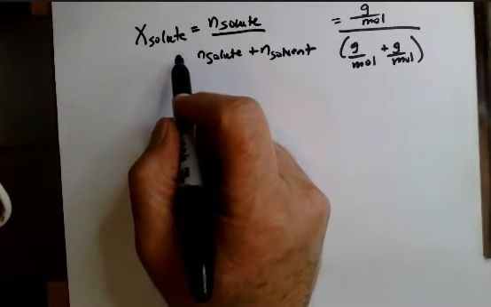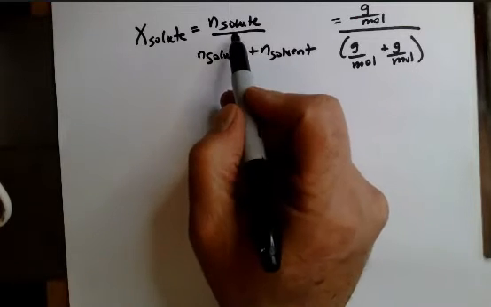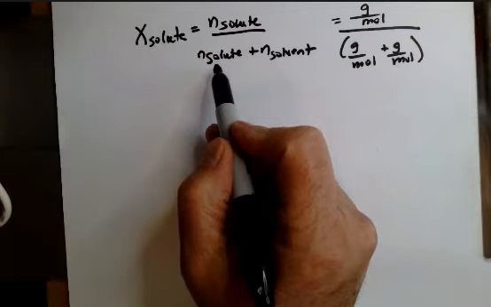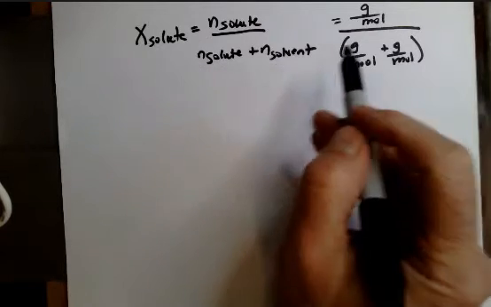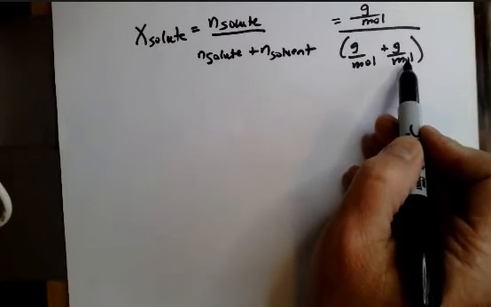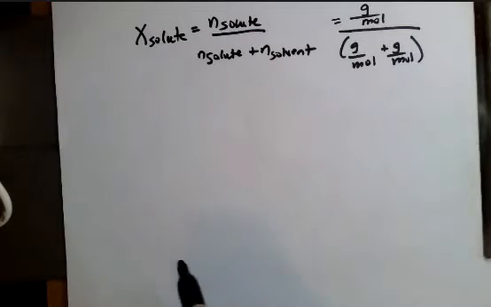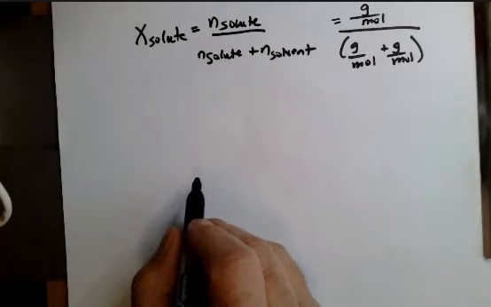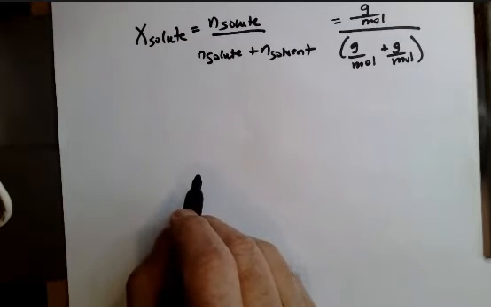I'm working a mole fraction problem. That's the moles of the solute divided by the sum of the moles of the solute plus the moles of the solvent. Grams per mole divided by grams per mole plus grams per mole. This is a unitless answer. But I want to call this mole fraction madness.